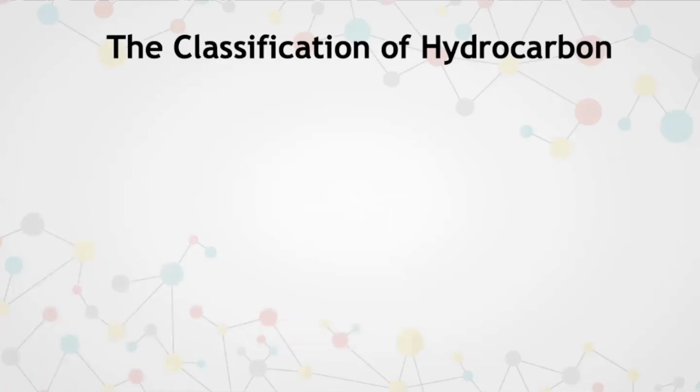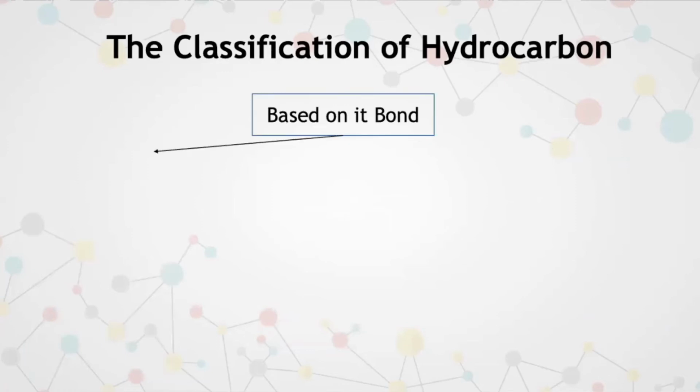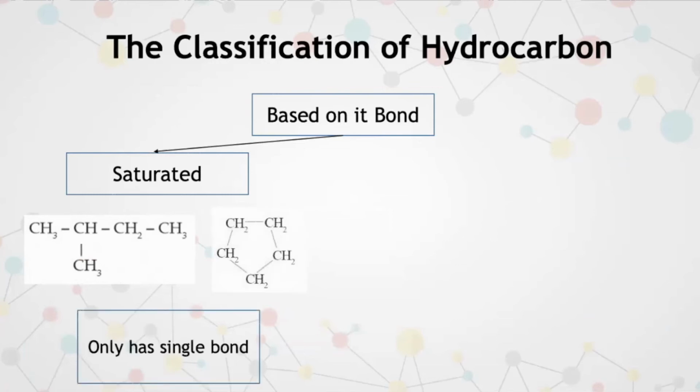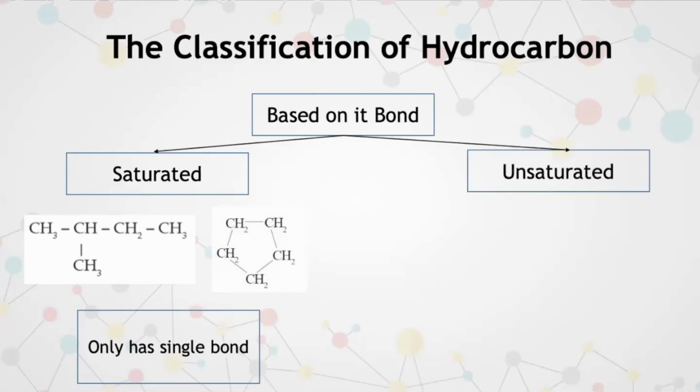Classification of hydrocarbon based on its bond. The first one is saturated hydrocarbon. This is the example of saturated hydrocarbon. Saturated hydrocarbon means it has only single bonds. The second one is unsaturated hydrocarbon.